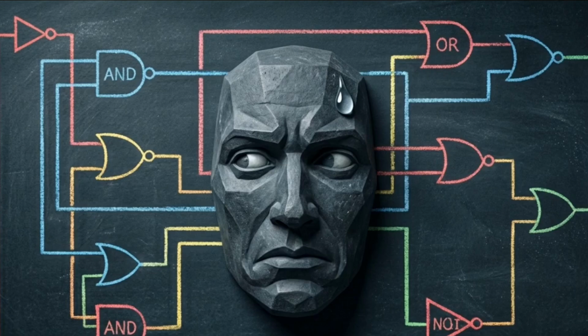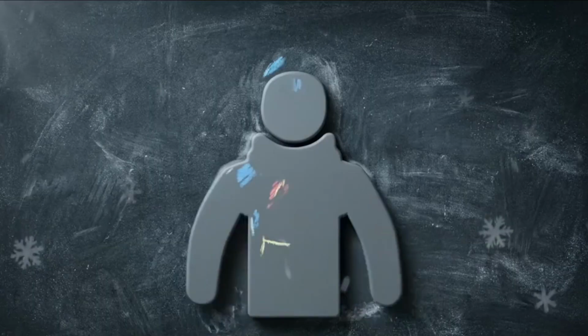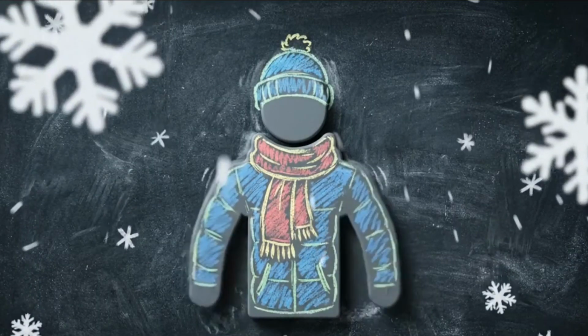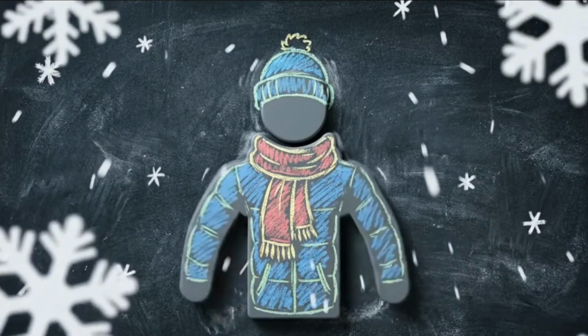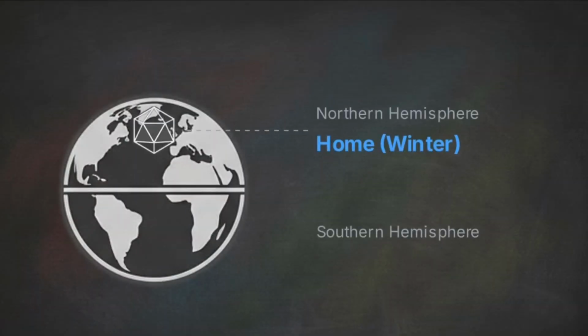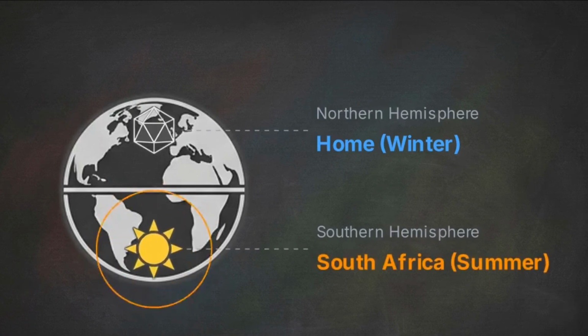Pure logic can also expose a lie. An old classmate claims her winter trip to South Africa was ruined because it snowed every single day. As this globe shows, seasons in the southern hemisphere are reversed. If it was winter at home, it was the middle of summer in South Africa. The daily snowstorms she described are a geographical impossibility.